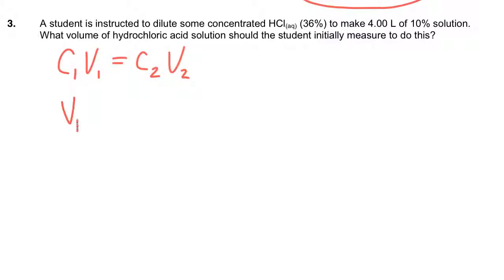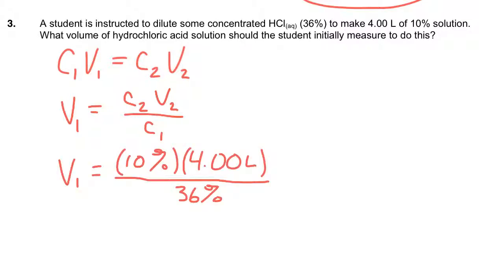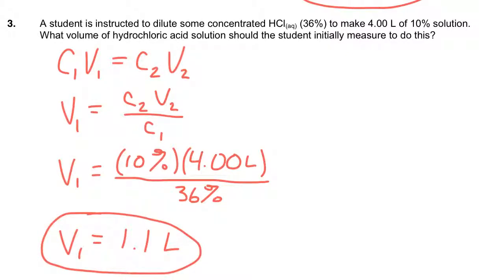So rearrange the formula to solve for V1, plug in your numbers, and do the math. This means you need to measure out 1.1 liters of your standard solution, that's the concentrated one, and then dilute it with water to make 4 liters.